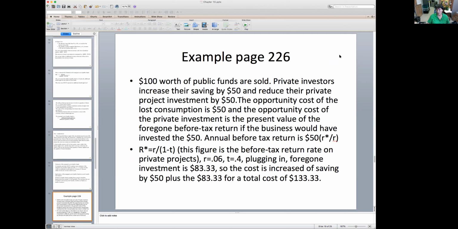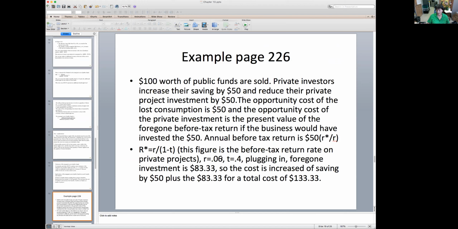So here's kind of an example, which is kind of what you're going to see in your homework. So $100 worth of public funds is sold. So $50 in private investors increase their savings by $50 and reduce their project investment by $50. The opportunity cost of lost consumption is in fact $50. But the opportunity cost of foregoing the private investment is the present value of the foregone before-tax return. So again, R star divided by R times 50. Right? So now we have to figure out what R star divided by R is. It'll tell you in the problem what R is. That's the tax rate.